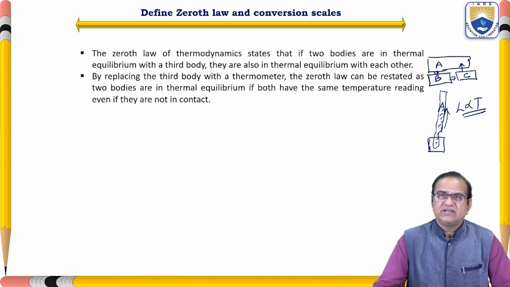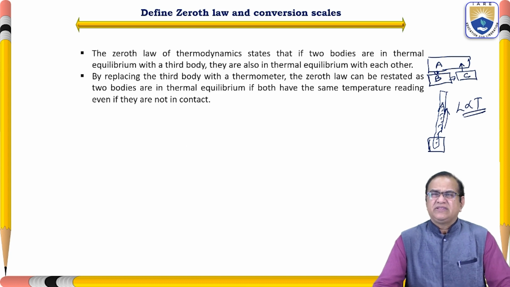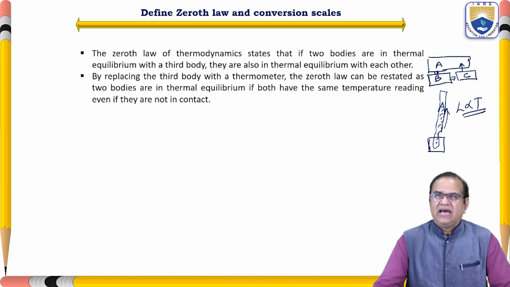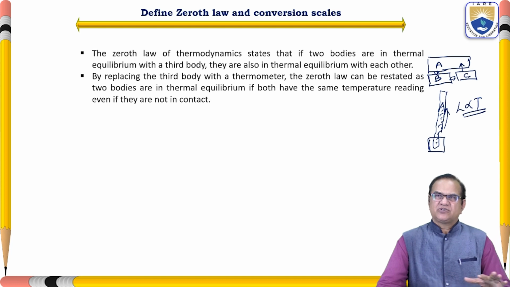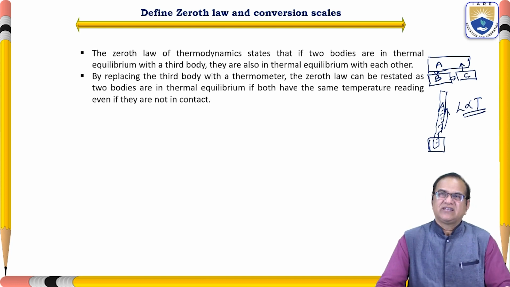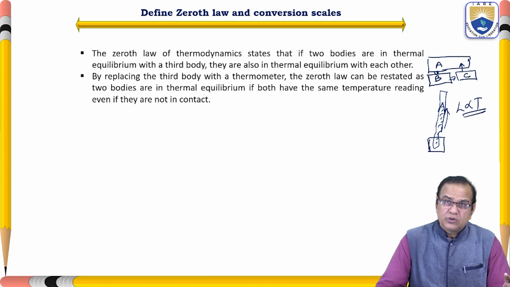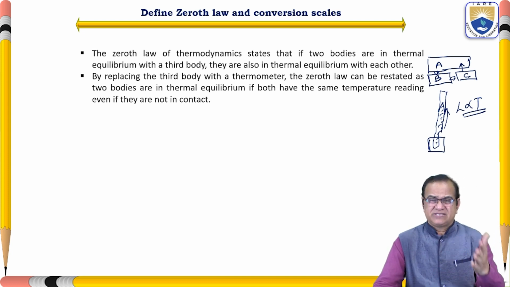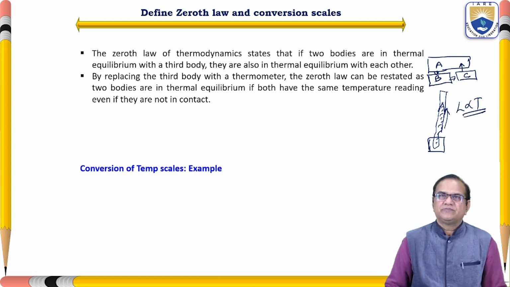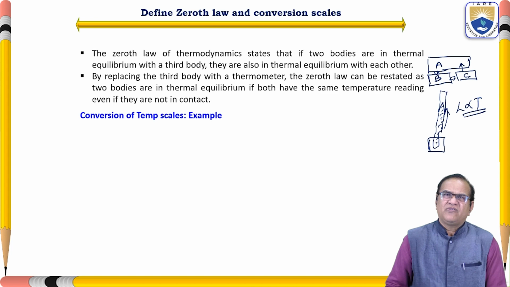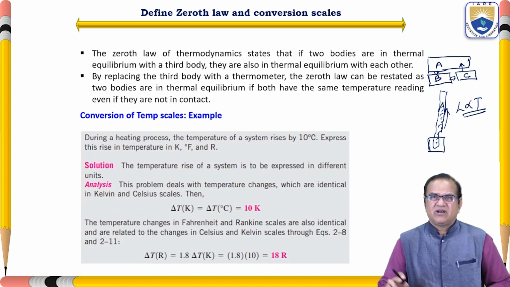By replacing the third body with a thermometer, the Zeroth law can be restated as: two bodies are in thermal equilibrium if both have the same temperature reading, even if they are not in contact. So this is also another way of explaining that if two bodies have the same temperature as a third body, we can say that all are in equilibrium. Now, conversion of temperature scale, we have one example.